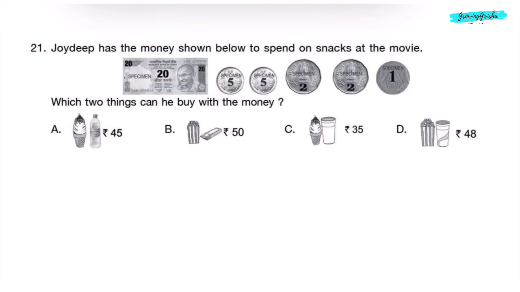Question 21. Joydeep has the money shown below to spend on snacks at the movie. Which two things can he buy with the money? First, we'll find out the total money. 20 plus 5, 25. 25 plus 5, 30. 30 plus 2, 32. 32 plus 2, 34. 34 plus 1, 35. So, in which options 35 is there? Yes, in option C. Total is 35. So, correct answer is option C. He can buy an ice cream and a drink.